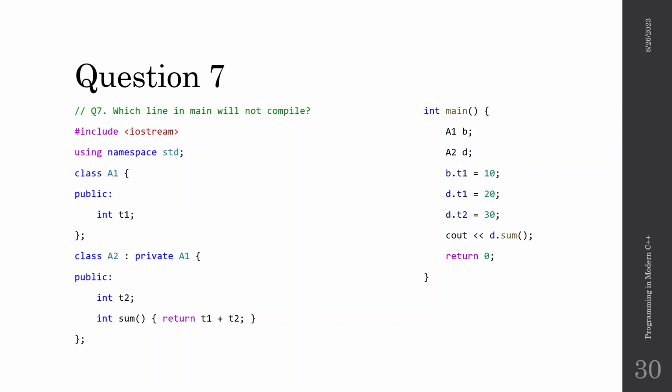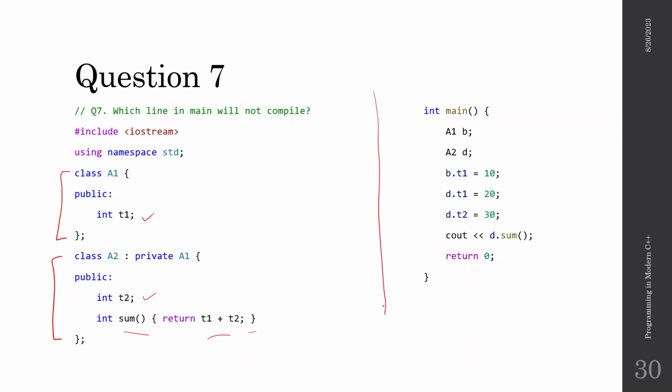Okay, now let us discuss the solution. So in this question we again have two classes, A1 and A2. In A1 we have a public data member called T1. Then we have A2 which inherits from A1, and it has a public data member T2, and it has a public function which returns T1 plus T2.